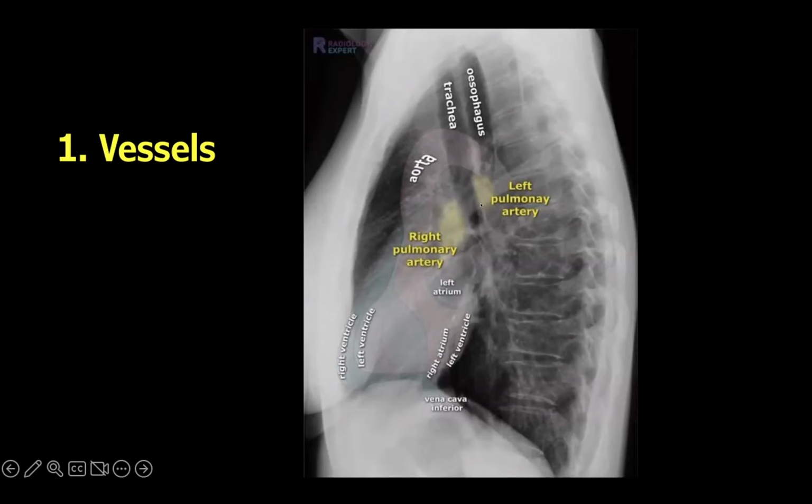below the aortic arch, is the right pulmonary artery. Posterior to the trachea, and at a higher level compared to the right pulmonary artery, is the left pulmonary artery.